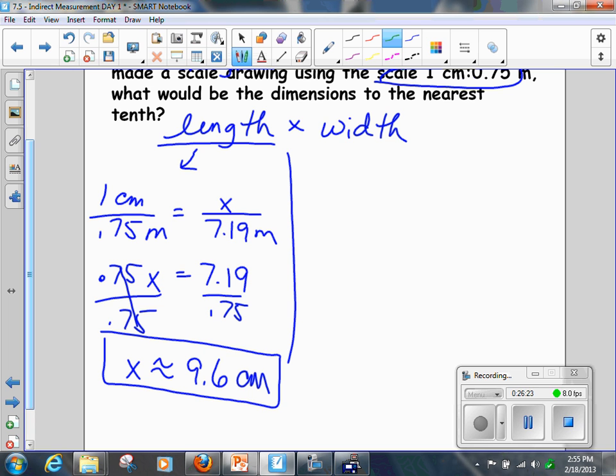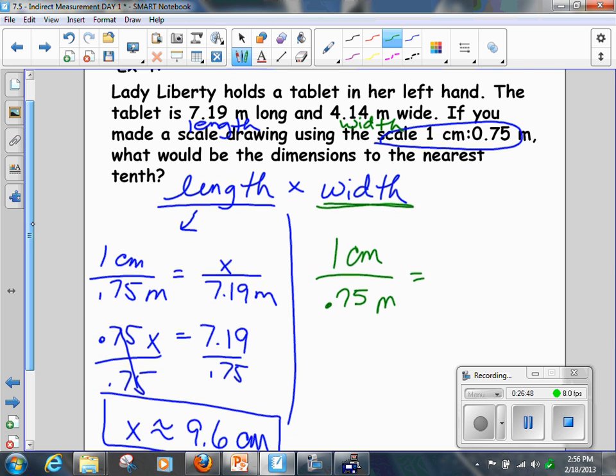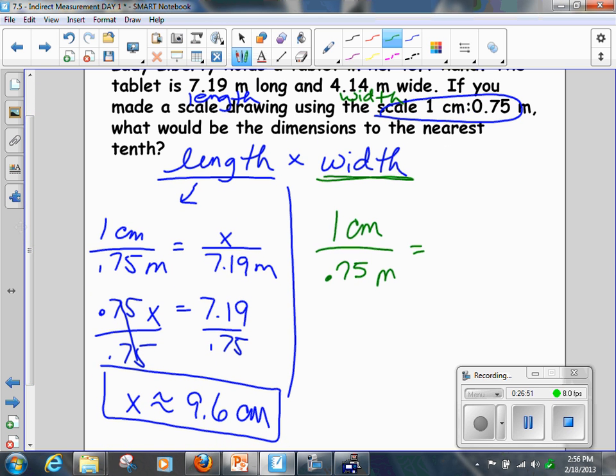Right, and that is the guide we use. Now we have to figure out the width. I have to use the same scale, 1 centimeter over 0.75 meters. Were we given the width? Oh, look at it now. It's 4.14 meters. Does it go on the top or the bottom? It goes on the bottom because it's meters, and I have to put the meters on the bottom.